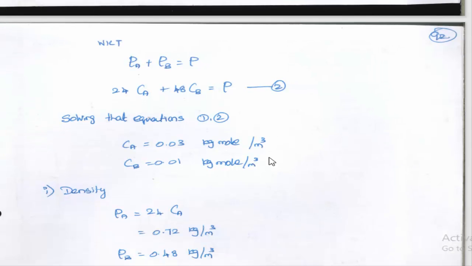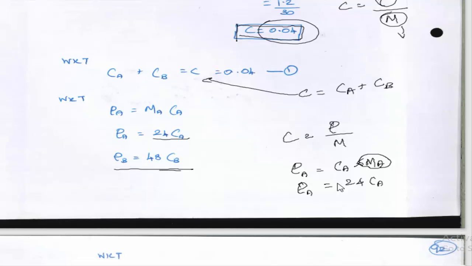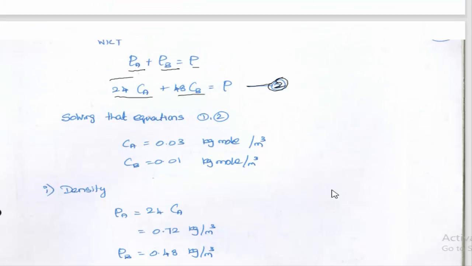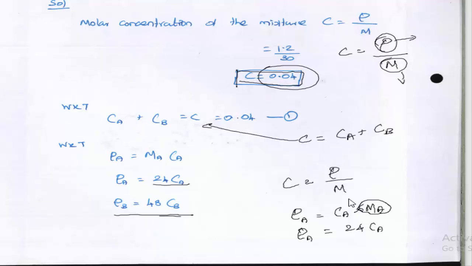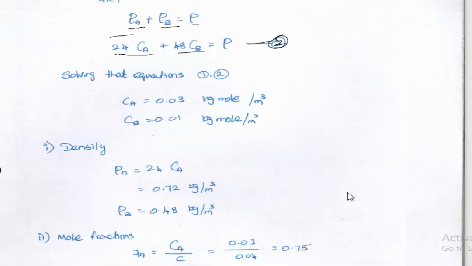Okay. Now we know that rho A plus rho B equal to the total mass density. Rho A is nothing but 24 Ca, rho B is 48 Cb, and I am substituting these two values here. 24 Ca plus 48 Cb equal to rho. This is equation number 2, and equation number 1 is Ca plus Cb equal to 0.04. You can solve and find the values of Ca and Cb from these equations.